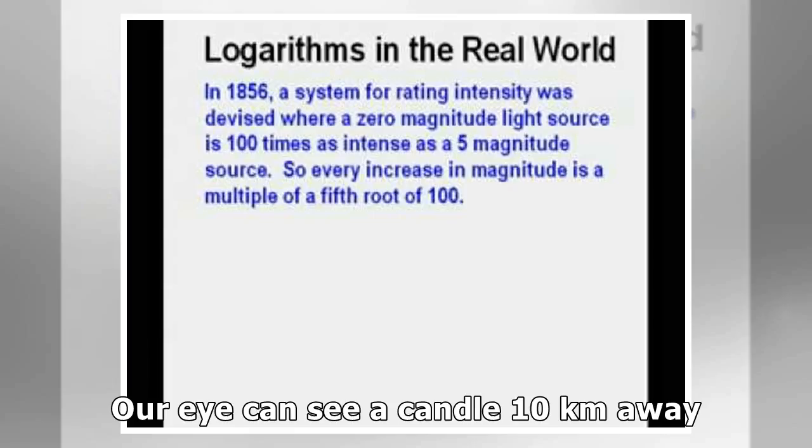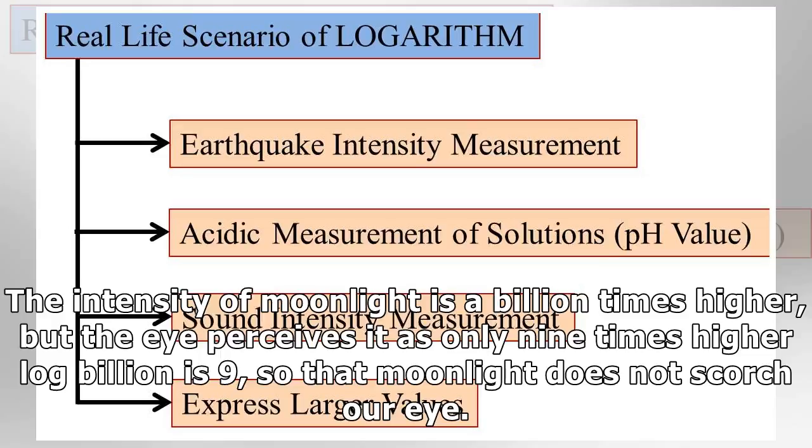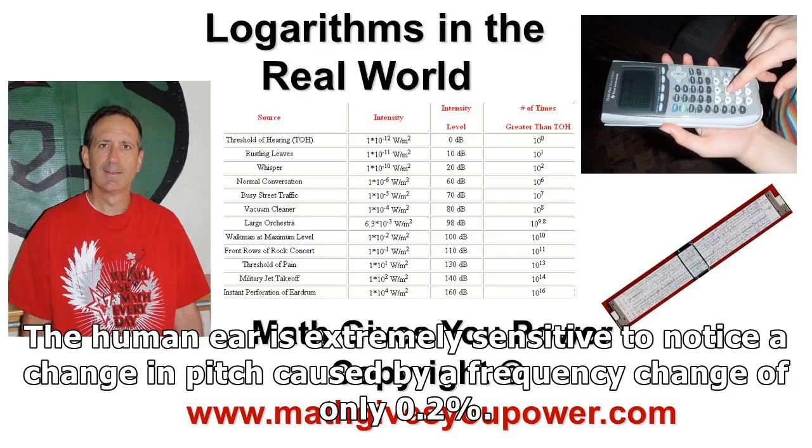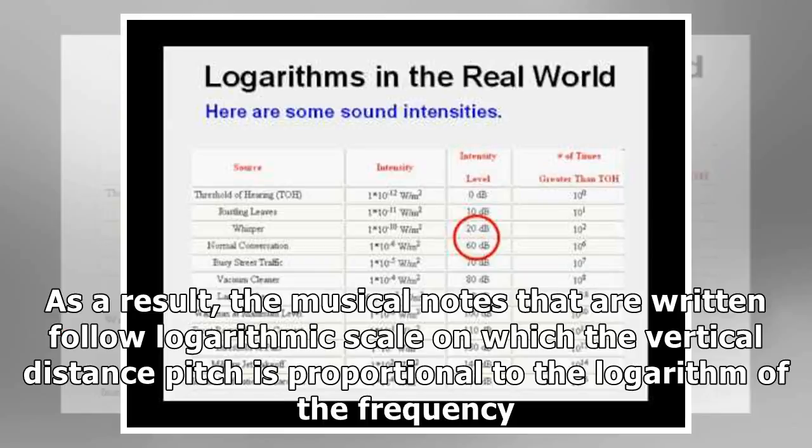Our eye can see a candle 10 kilometers away. The intensity of moonlight is a billion times higher, but the eye perceives it as only 9 times higher. Log billion is 9, so that moonlight does not scorch our eye. A 90 decibel loud conversation is a billion times greater than the very sensitive noise threshold of the ear, but the eardrum does not burst as the ear perceives it as only 9 times more intense. The human ear is extremely sensitive, able to notice a change in pitch caused by a frequency change of only 0.2%. As a result, the musical notes that are written follow a logarithmic scale on which the vertical distance, the pitch, is proportional to the logarithm of the frequency.